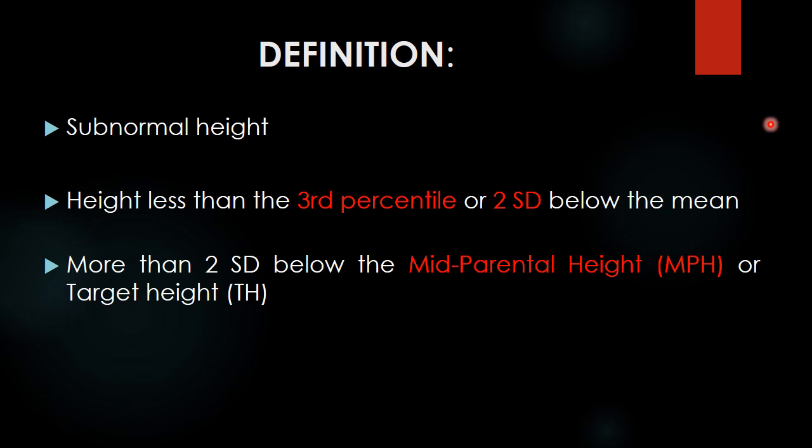Another way to define short stature is in the context of the familial height or the parental height. So if a child's height is more than 2 standard deviation below the mid-parental height, this is called short stature. Mid-parental height is also called target height, and we are going to see what mid-parental height means.